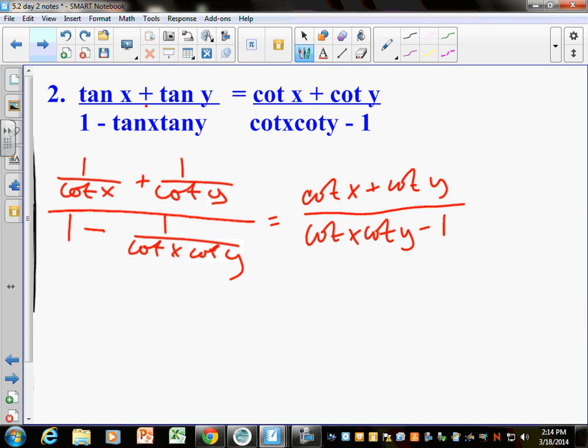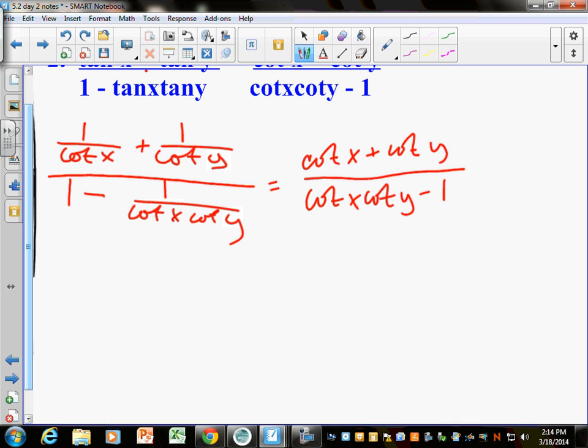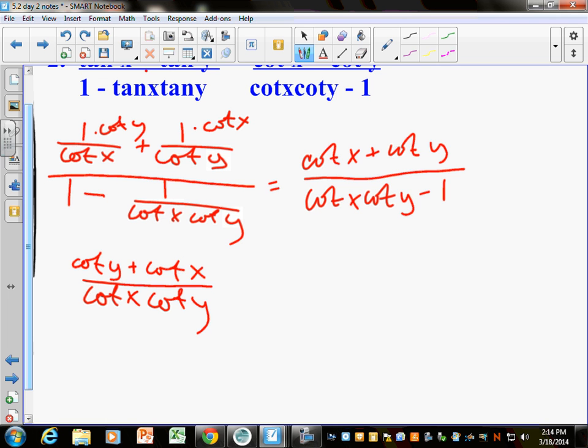And honestly, this looks ugly, but if you just get common denominators and you know to multiply by the reciprocal, it's not nearly as bad as the last one, I don't think. And again, if you need to show the step for a common denominator, show the step. The common denominator is going to be cotangent x times cotangent y, because you need both of them, which means multiply by what you don't have. This side you're going to multiply by cotangent y, this side you're going to multiply by cotangent x, which is going to become cotangent y plus cotangent x.